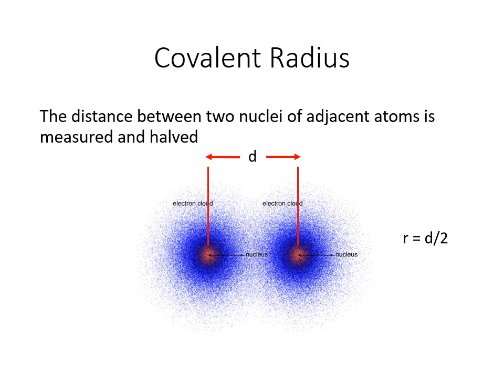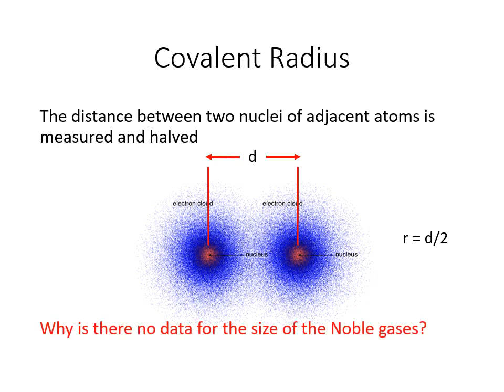Now, if you look in your data book, you may notice that there's no data for the noble gases. So why is that? Why do you think there's no data for noble gases? So pause the video, and then when you've got an answer, unpause, and we'll see what you got.